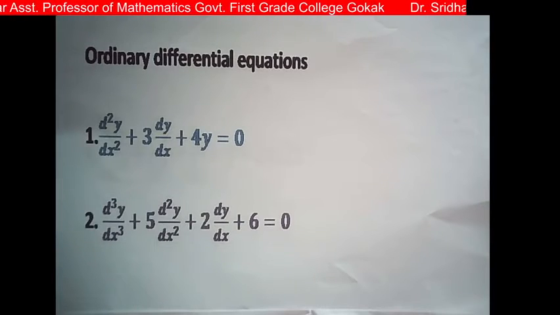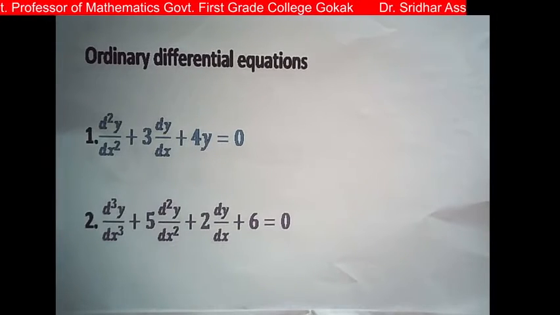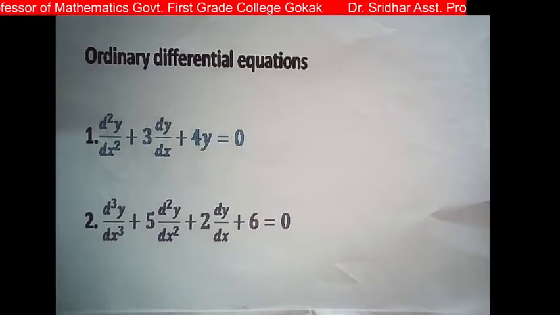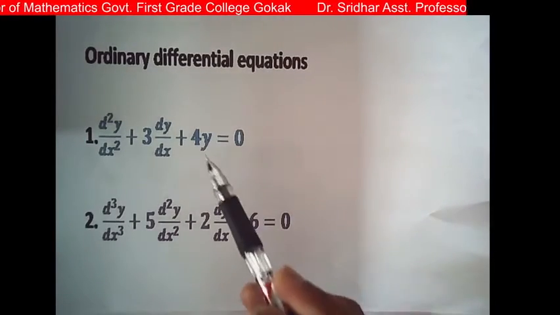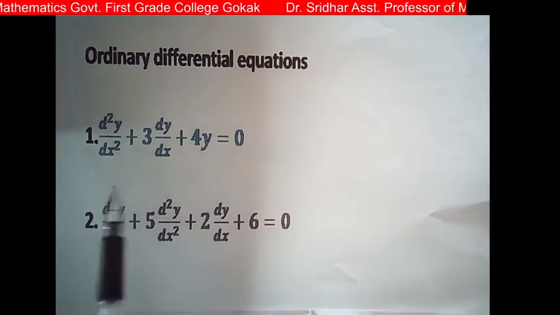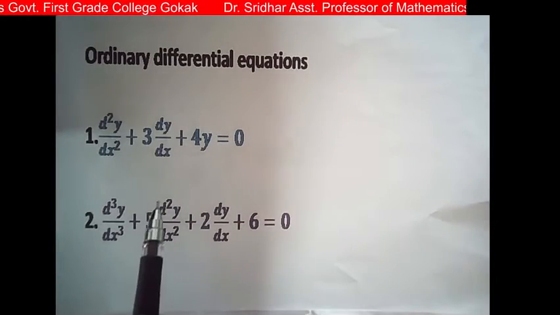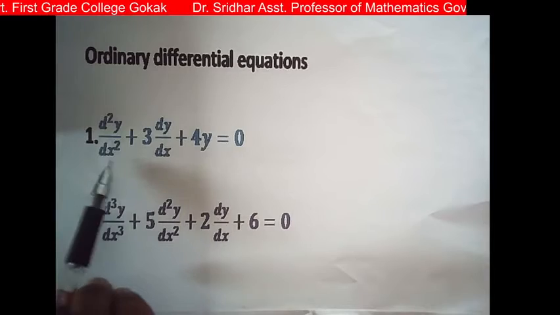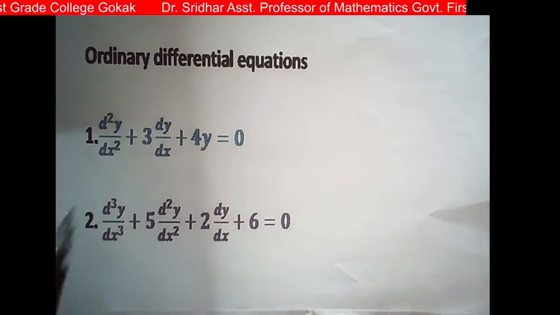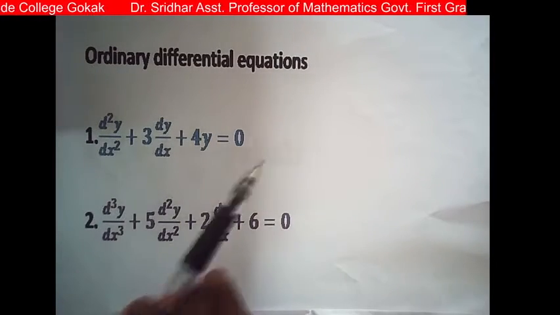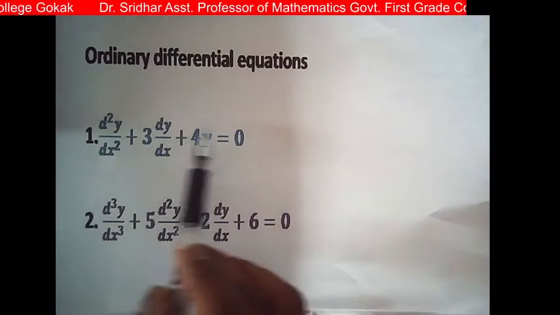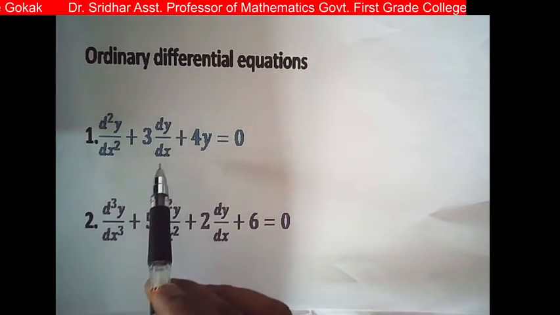ordinary differential equation. So ordinary differential equation means what? Now consider this equation. In this equation, how many independent variables are there? Here x is the only independent variable. That means only one independent variable in this equation.